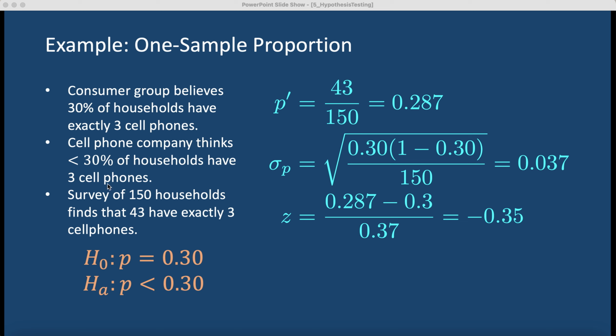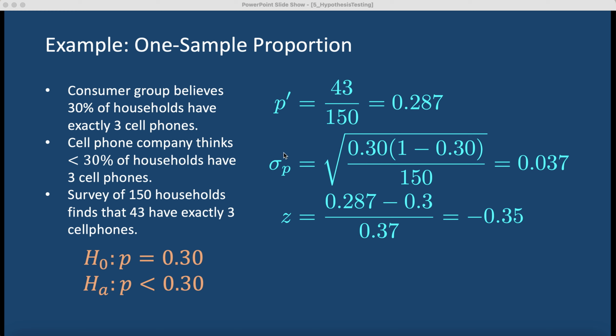All right, so from the survey data, we have our sample proportion. And so that's 43 out of 150. We do that calculation here. We get a proportion of 0.287. So it is less than 30%. So the cell phone company is going to say, right, we're right on what we were thinking. It's less than 30%. But this is just a sample of data. If the true population value is 30%, is it reasonable to get a value like this? So what's the p-value for an outcome that's this extreme?